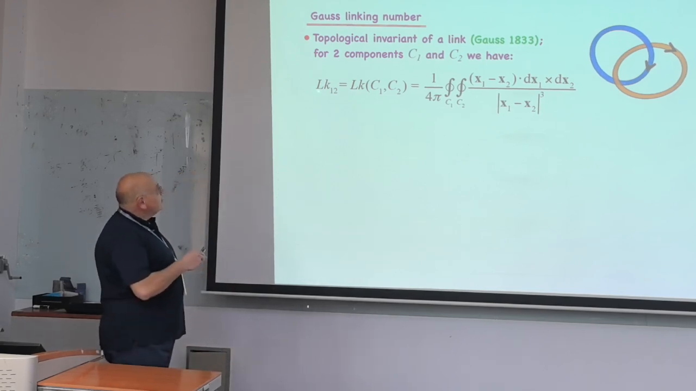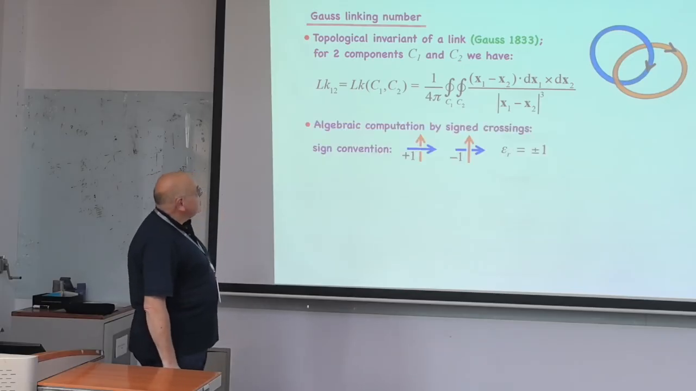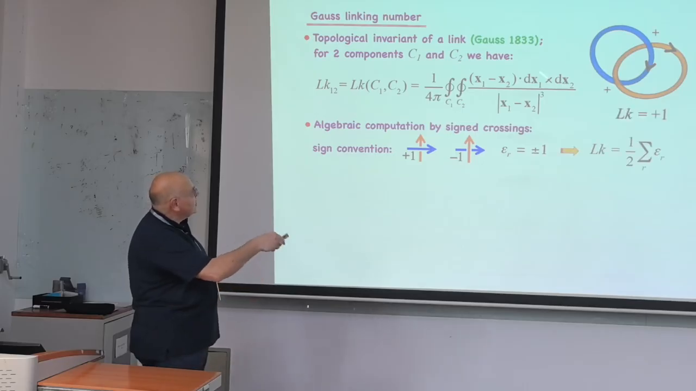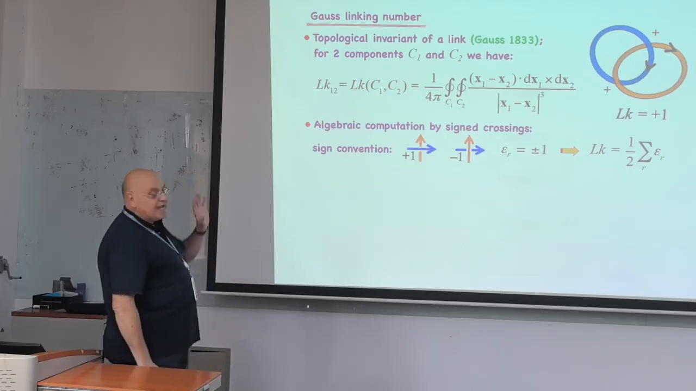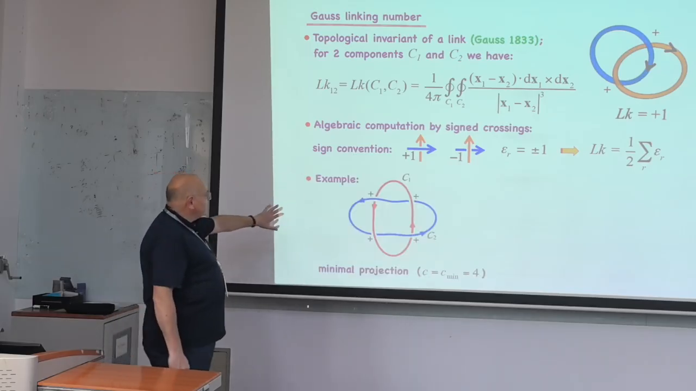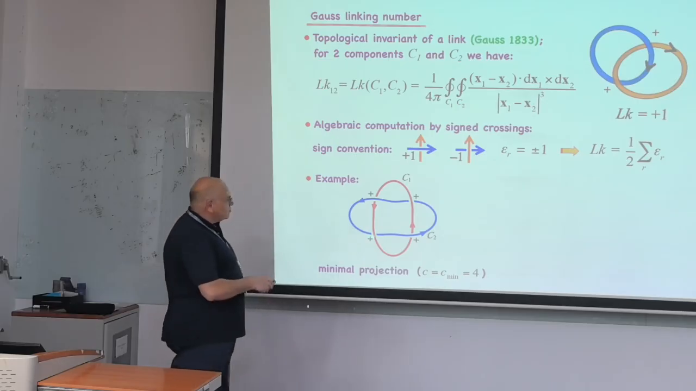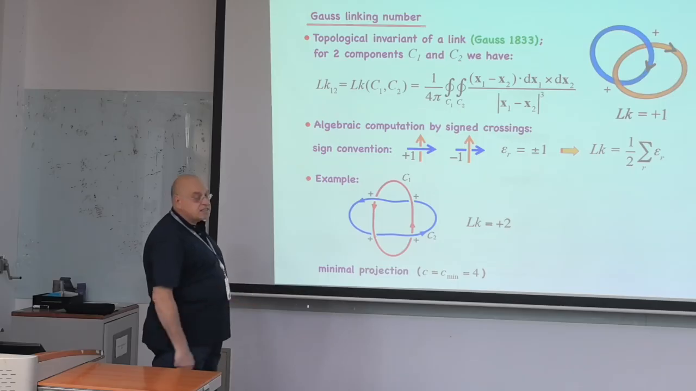Gauss linking number is just a measure of the linkage between two different fields, and you can prove from this analytical expression that you can reduce the calculation to the overcrossing and undercrossing of a link or a knot under projection. If you have an example like this, you can compute the crossings by doing this little formula. The crossings have a minimum crossing of 4, and the linking number of this is plus 2.